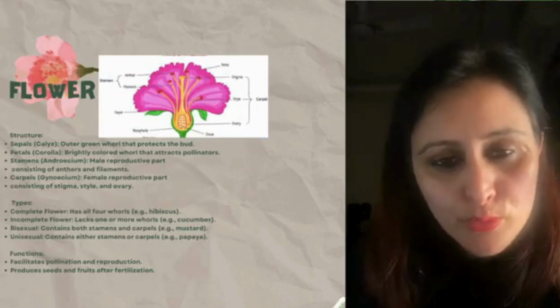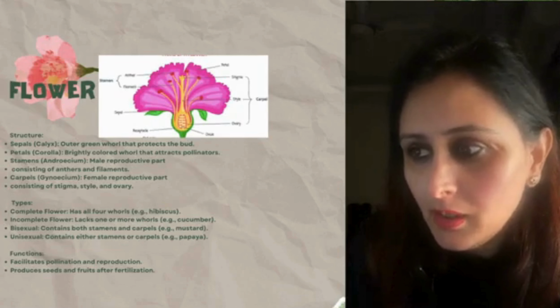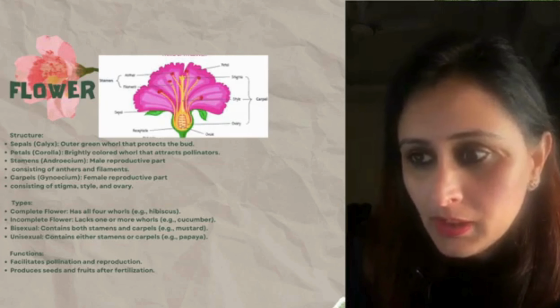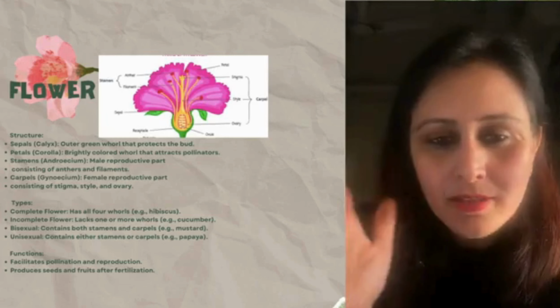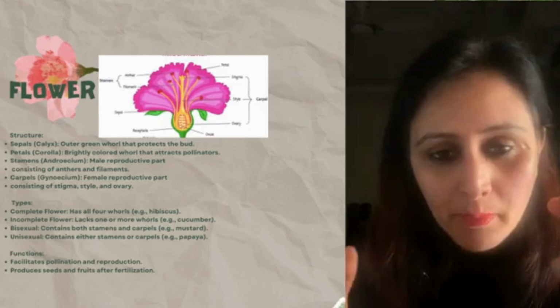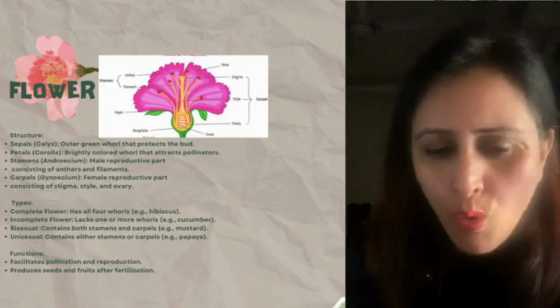So let's move on to the flower, the most beautiful and fragrant part of the plant. Let's talk about this structure सबसे पहले. The sepals and the petals. Petals सबसे पहले क्या होते हैं? Petals are those beautiful colored part of the flower, जो हमें बहुत सुंदर लगते हैं दूर से, yellow, orange, red, white, pink, and so on, right?